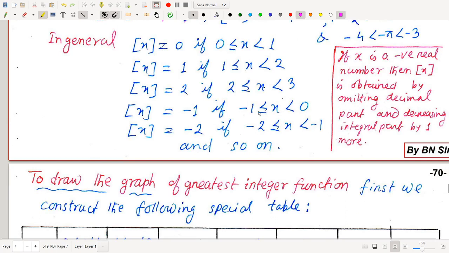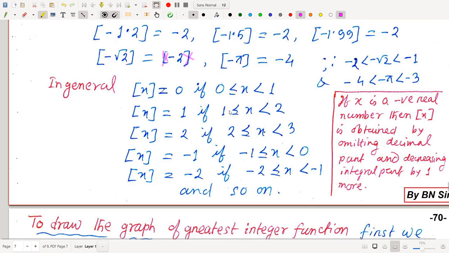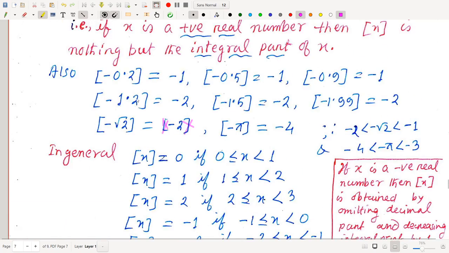Similarly, if x lies between -1 and 0, [x] value is -1. If x lies between -2 and -1, excluding -1 of course, [x] is -2, and so on. So here we see that if x is a negative real number, then [x] is obtained by omitting the decimal part and decreasing the integral part by 1 more. See, -1.2. If I omit the decimal part, what remains? -1. But the answer is -2, means -1, decrease it by another 1, it will be -2. That's the answer, -2.